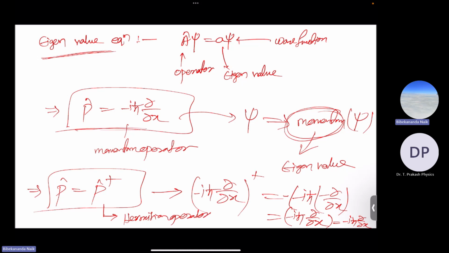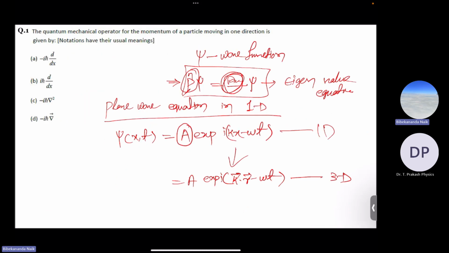So this is the momentum operator in one dimension, and in three dimension, this is the momentum operator. This is in three dimension, and this is in one dimension. So option A will be the correct option. So similarly, can you tell me what will be the operator for energy?